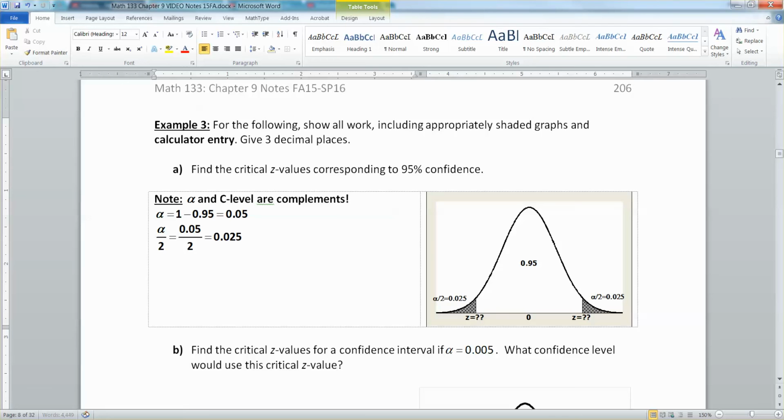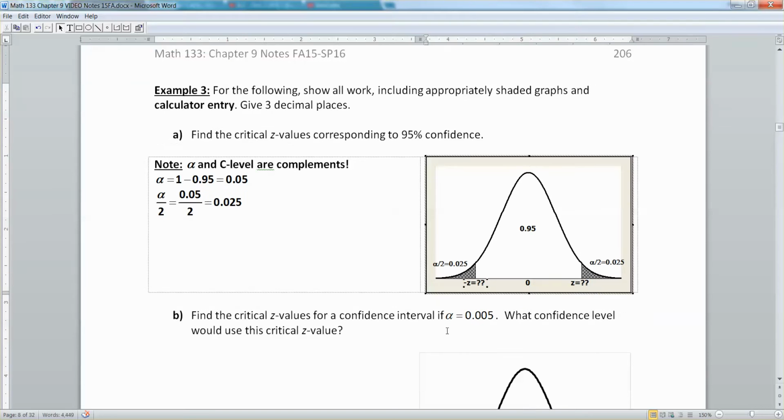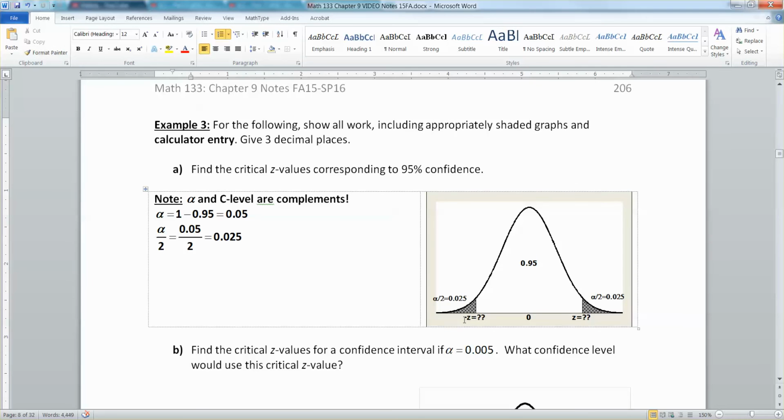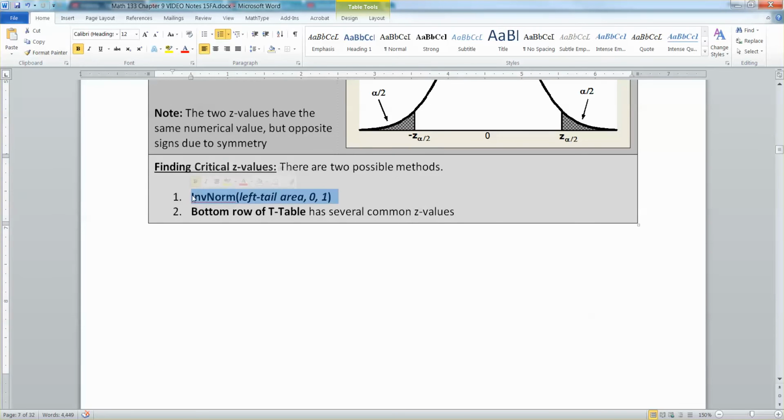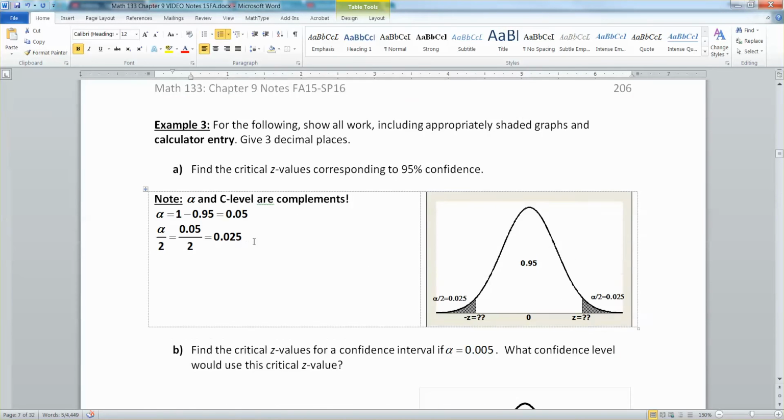All right, now I need to find my critical values, and you can actually find either one because they're essentially the same thing. The one on the right is positive, the one on the left will be negative, but that's about it. I just threw in a negative symbol right there. According to these instructions, I need inverse norm, left tail area, 0 and 1. So let me do that. Inverse norm. Now the left tail area. For the one on the left, it's 0.025.